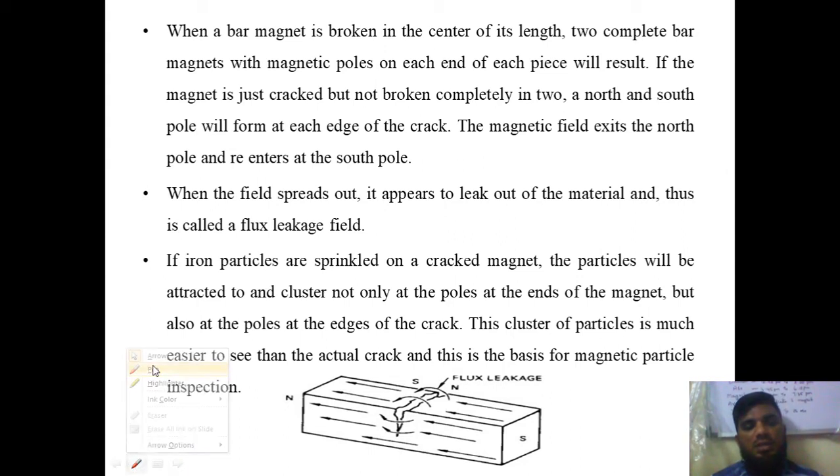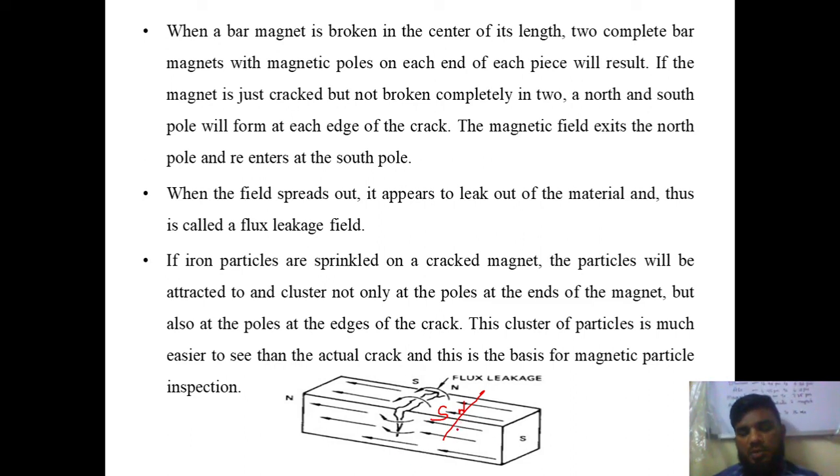So see, this is a continuous part. For example, if you are breaking at this point, so this is south, it will obviously create a north pole at this point. Similarly, this is north pole, which means a south pole will be generated behind the crack, after the crack. That is true.